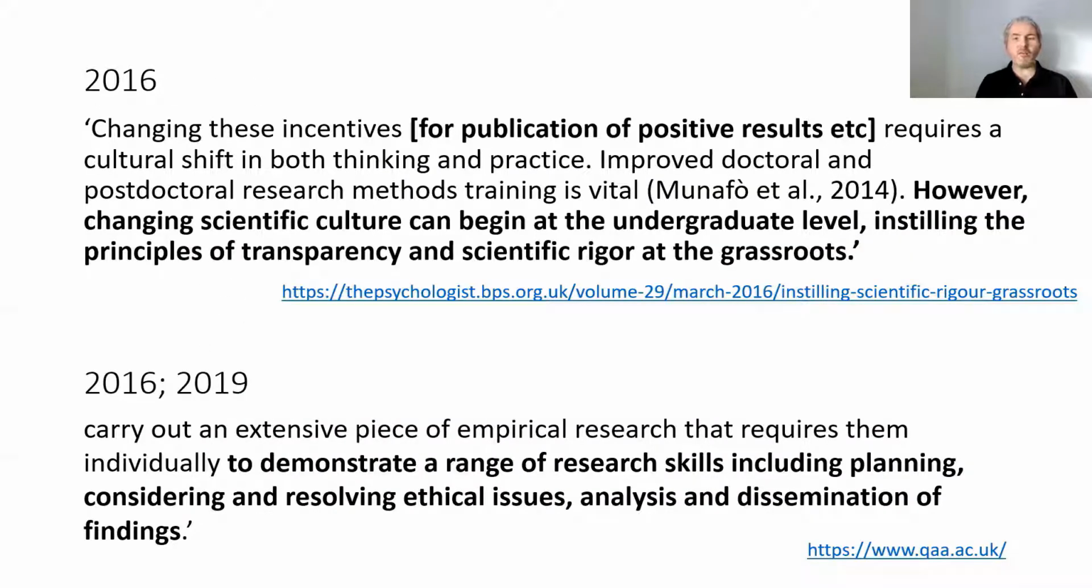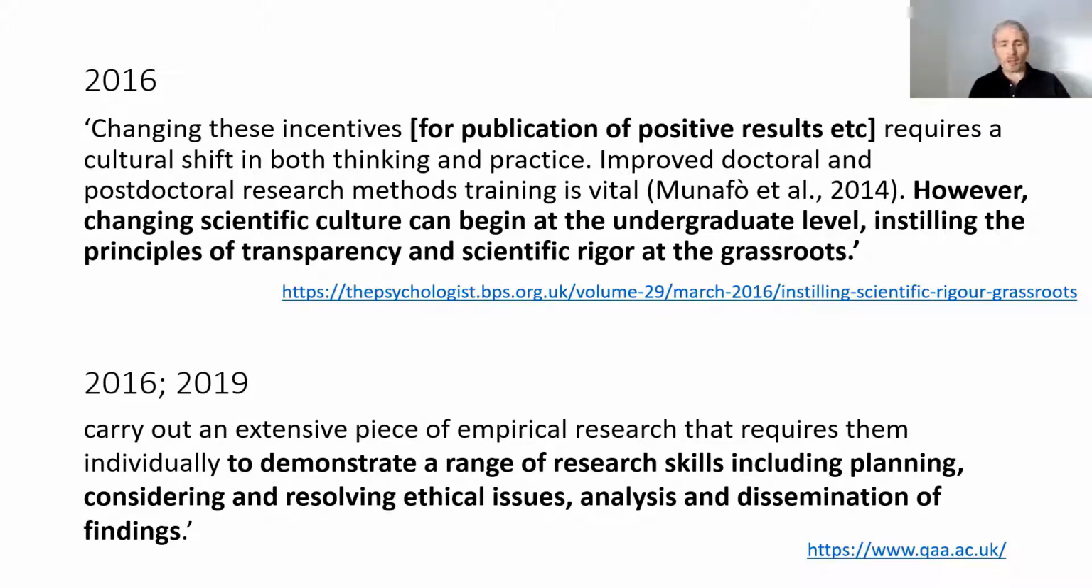To really get the idea of where this all started, you have to think back into the crux of the reproducibility crisis in 2015, 2016. And really, people were trying to think about how to actually resolve these issues. And this letter in The Psychologist from Kate Button and others thinks about different ways that you can actually resolve publication biases and publication issues, but really goes beyond that and suggests that changing scientific culture can begin at the undergraduate level, instilling the principles of transparency and scientific rigor at the grassroots.